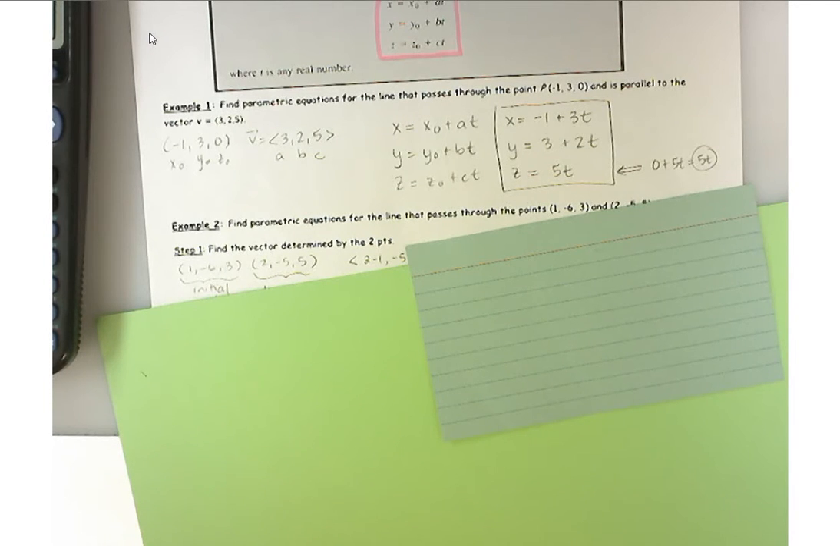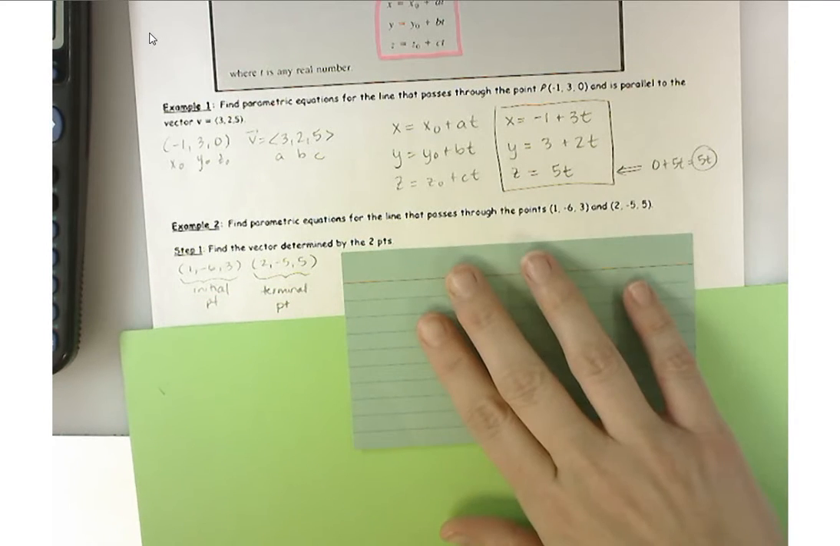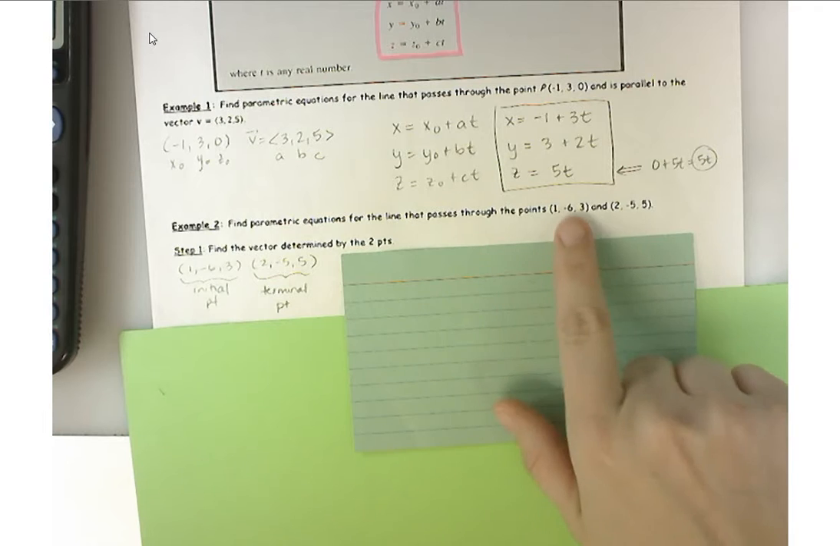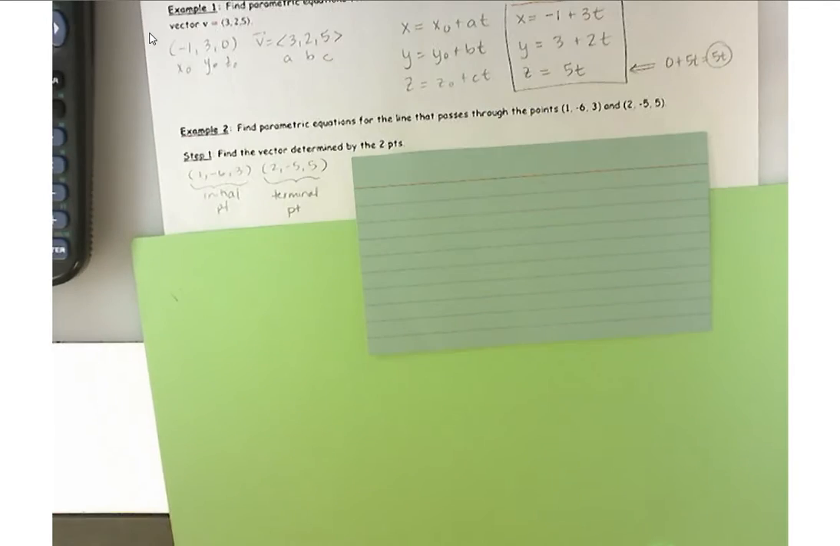Yep, so you're going to subtract the terminal point minus the initial point. Okay, so here's your initial point, 1, -6, 3. Here's your terminal point, and then I want you guys to find the vector.